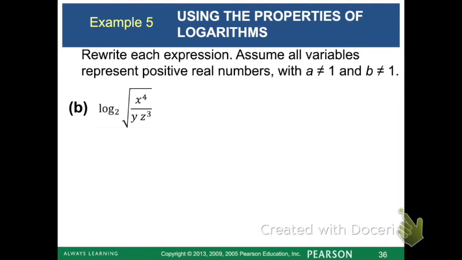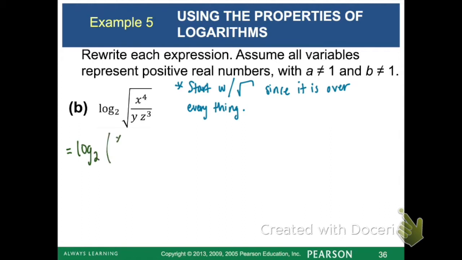Example 5, part B. We're going to do the same thing here, but this time we're going to start with the square root since it is all over everything in the argument. So I'm going to rewrite the square root as to the 1/2 exponent. And then I'm going to distribute that 1/2 into each of my exponents by multiplication, because this is like the power to a power rule.